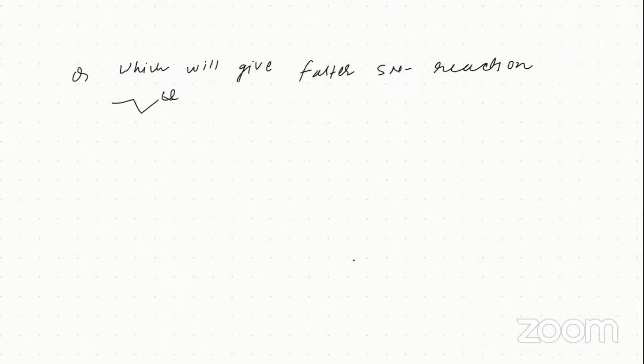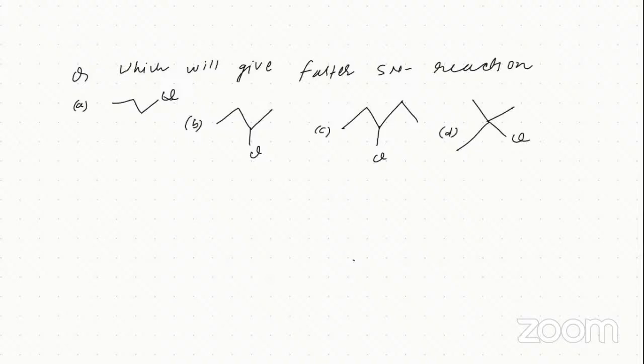Cl is here. Cl is there. So there are four options: A, B, C, and D. They are asking which will give a faster SN1 reaction.